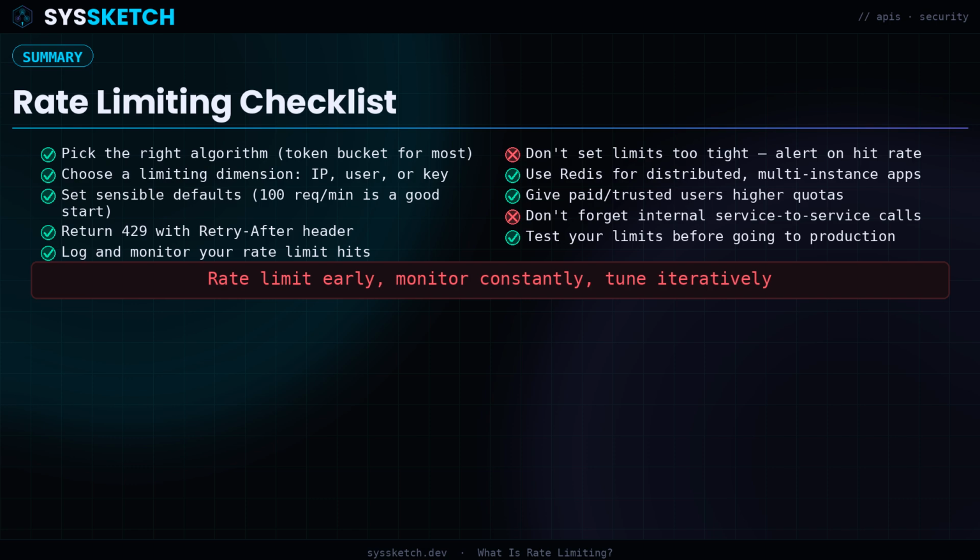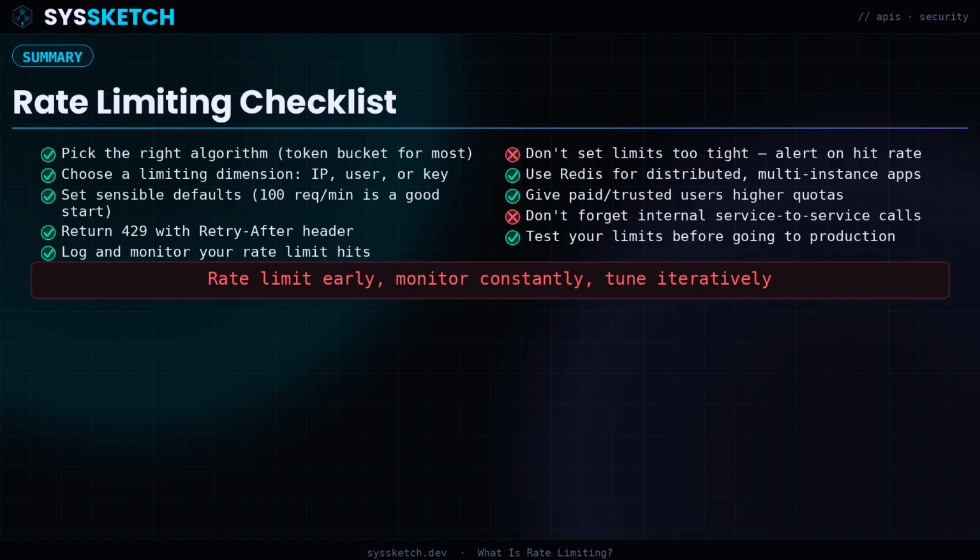Here is your implementation checklist. Choose the token bucket algorithm unless you have a specific reason not to. Pick your limiting dimension, starting with per API key for developer APIs and per user for authenticated consumer apps. Set a sensible default. 100 requests per minute is a reasonable starting point for most endpoints. Always return a 429 with a Retry-After header, never just drop the request silently.